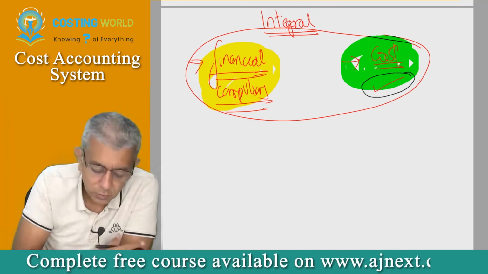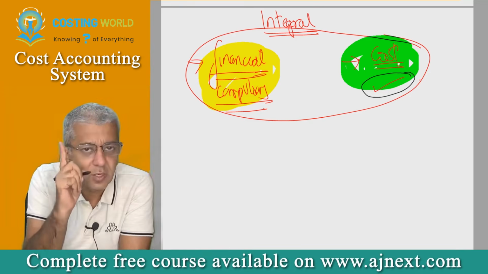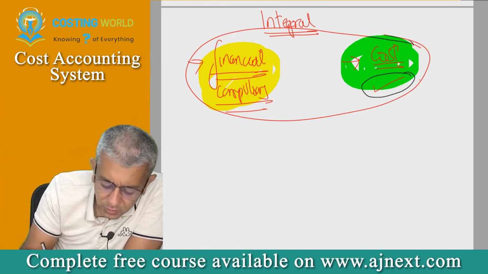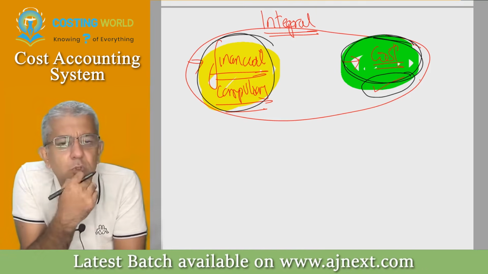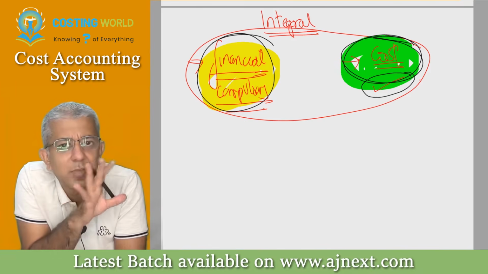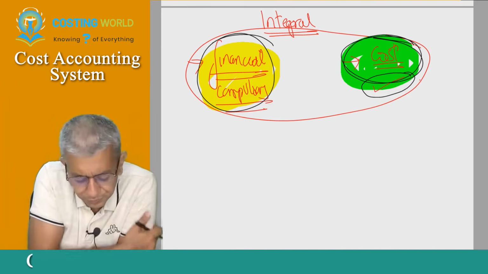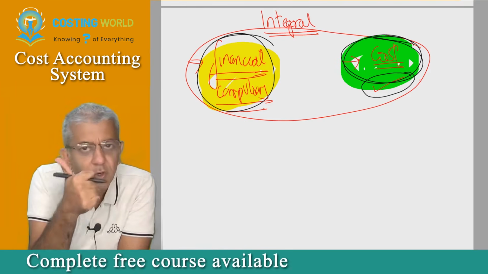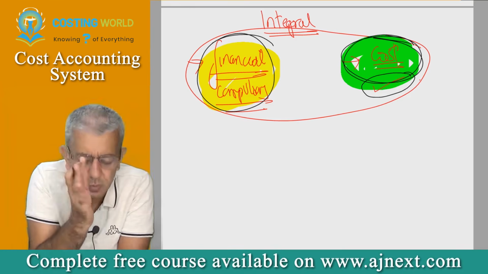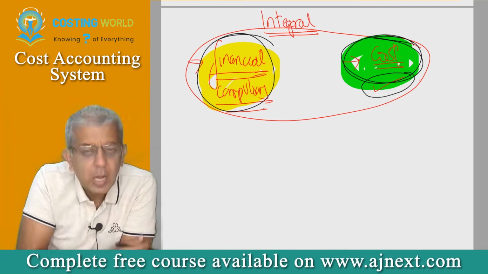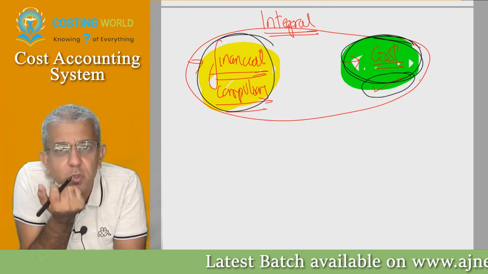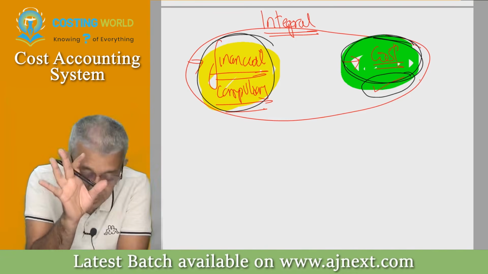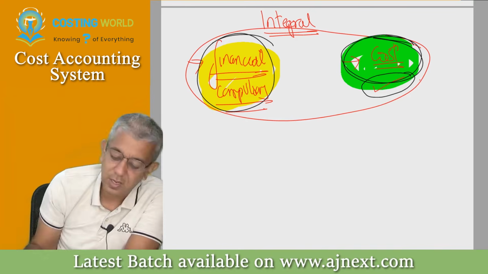Integral system means what? Make one single set of books that serves your needs for cost accounts and also serves your needs for financial accounts. Have only one accounting system that serves your needs for both of them, costing as well as financial accounts. Now, what difference does it make to you whenever you are solving the question? Some differences. Now, listen very carefully. Very, very carefully. Listen first.